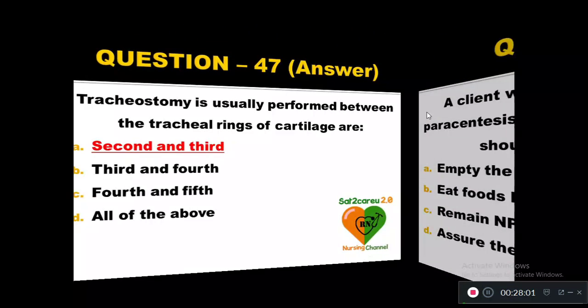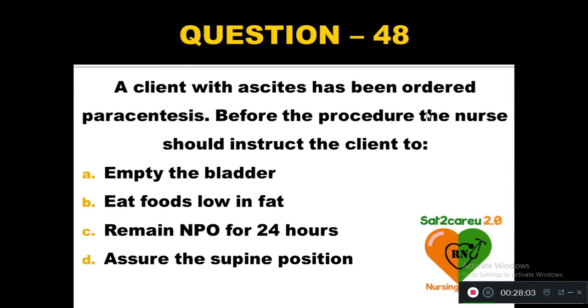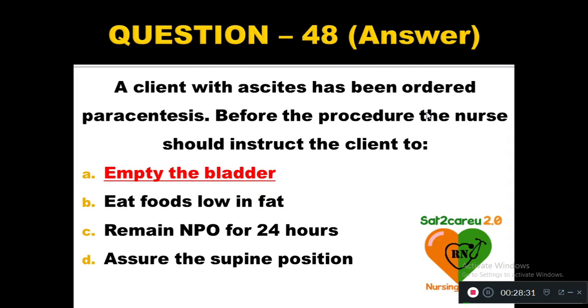Question number 48. A client with ascites has been ordered paracentesis. Before the procedure, the nurse should instruct the client to option A, empty the bladder. Option B, eat foods low in fat. Option C, remain NPO for 24 hours. Option D, assume the supine position. The right answer is empty the bladder before the procedure.